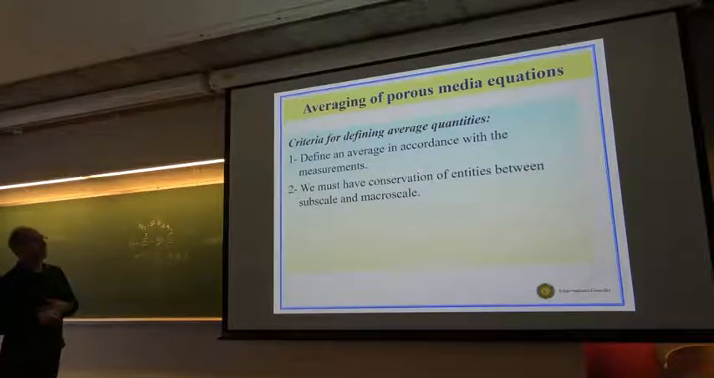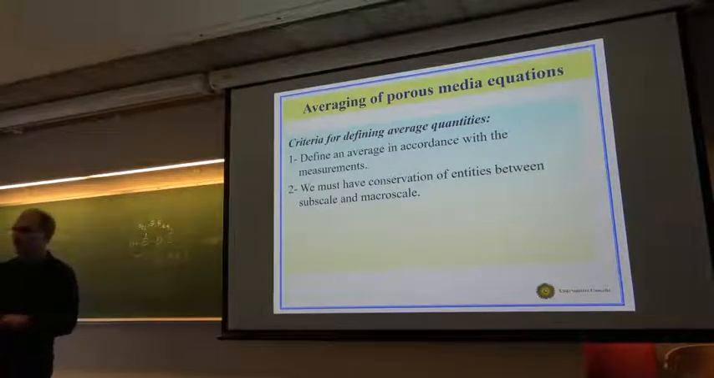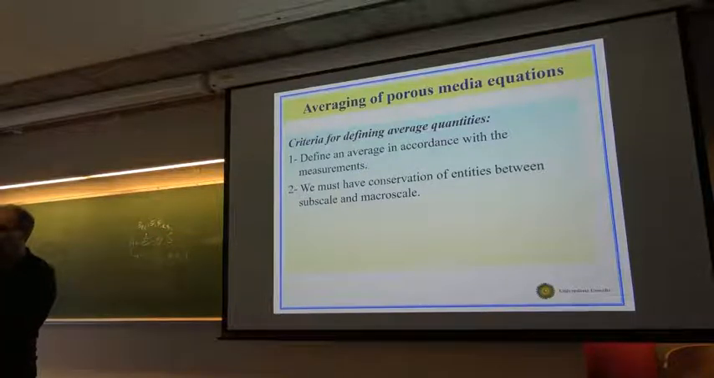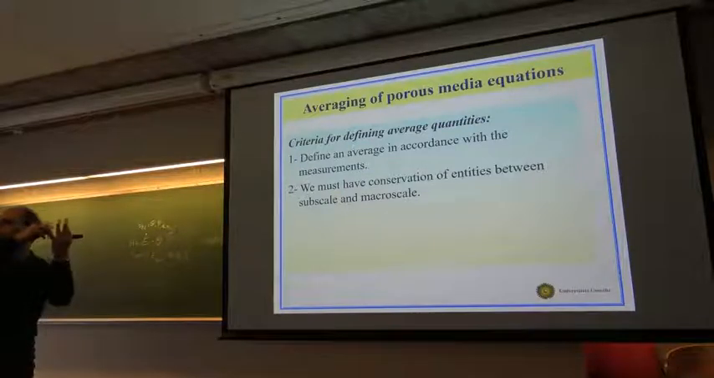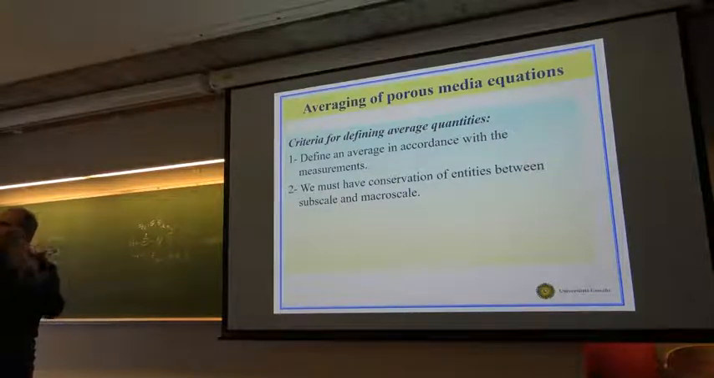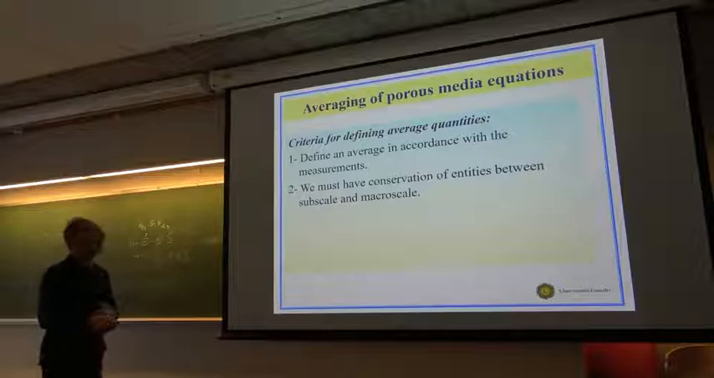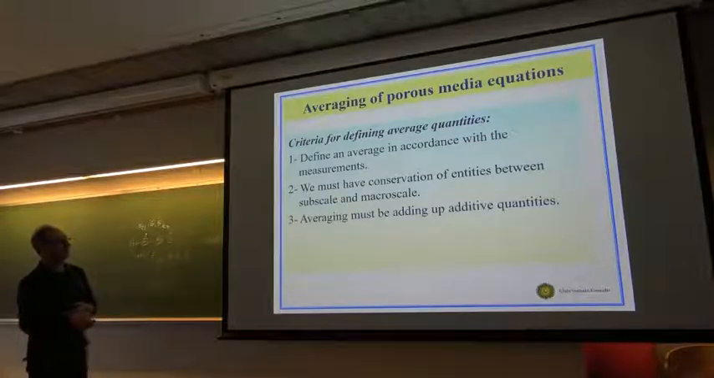We have to have conservation of entities between subscale and macroscale. If you recall yesterday, we said, for example, at the molecular scale, we define momentum to be mass times velocity. So if you have a large number of particles, you sum all the mass times velocity, that's total momentum. Now I go to macro scale, I have mass density and I have a velocity. So what is momentum? Mass density times velocity. So mass density times velocity must be equal to the sum of all mv's. That's what I mean by this conservation. I have other examples that I will show you.